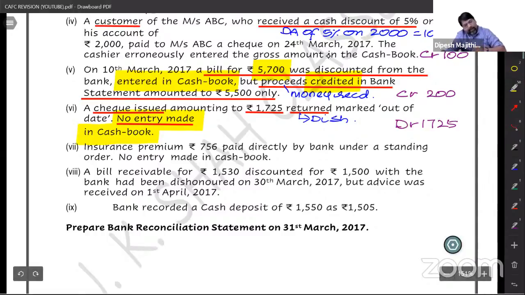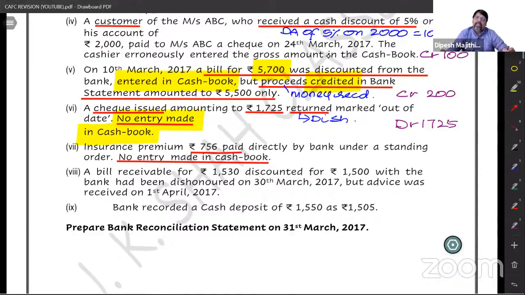Now, thereafter, insurance premium expense. Directly paid by bank under standing instruction, no entry made. Insurance premium paid, so paid is expenditure. Expense means payment. Payment, no entry in the cash book. Which side should it come?